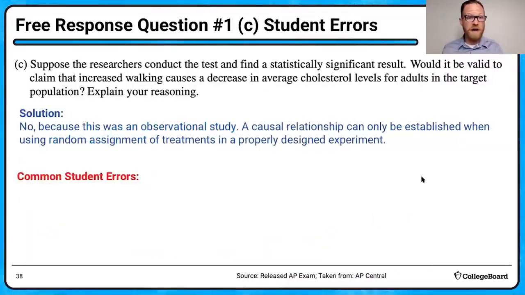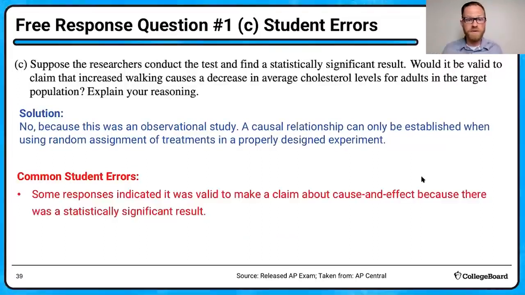Now let's talk about some common student errors on one like this. The first one is that some responses indicated it was valid to make a claim about cause and effect because there was a statistically significant result. So very common when students see that it's statistically significant, they think, oh, that means we can show causation. Well, that's not the case. In order to be able to show a cause and effect relationship, you have to have a statistically significant result and random assignment in a properly designed experiment. So statistical significance by itself is not enough. You also have to have the random assignment.